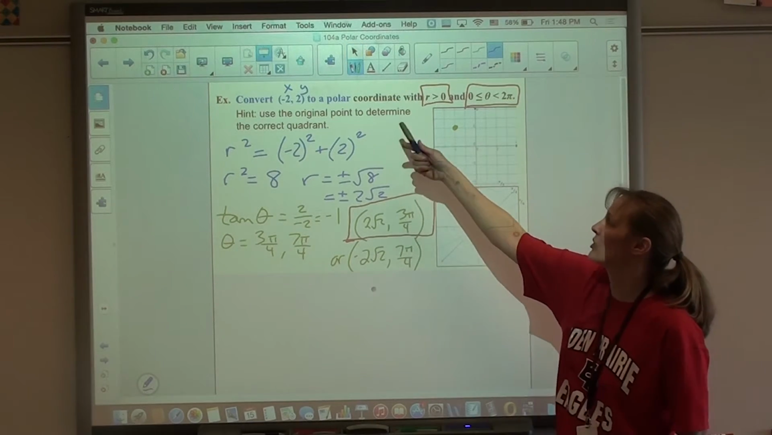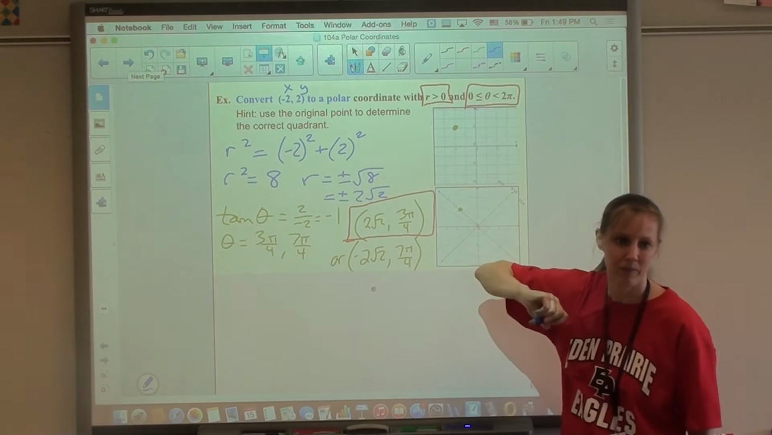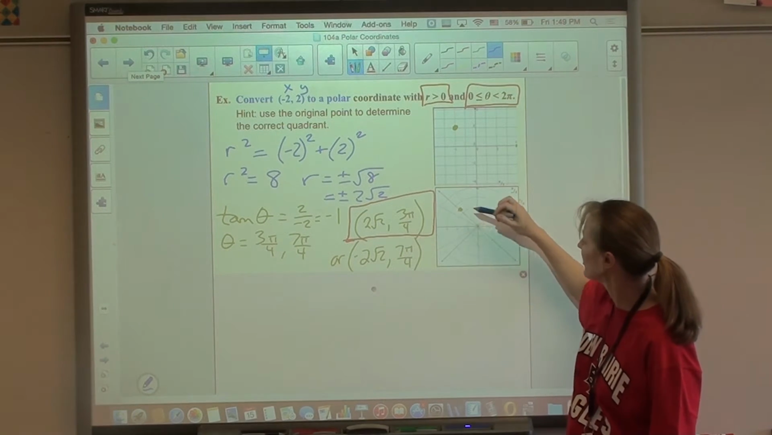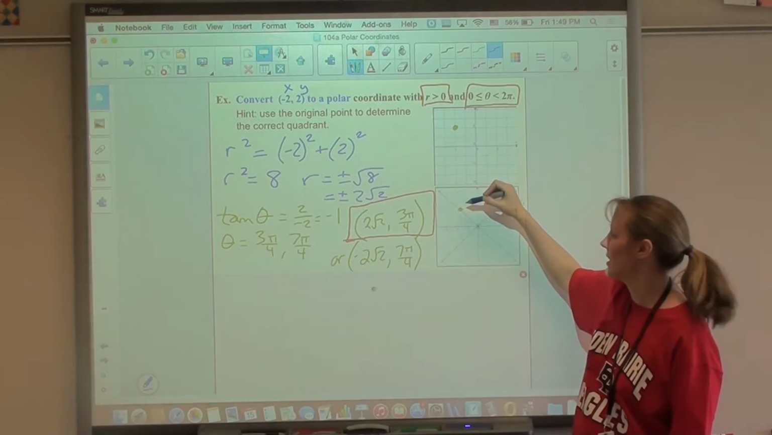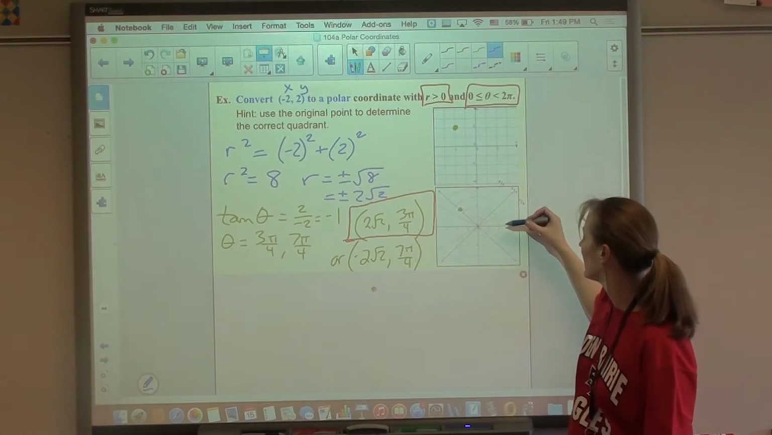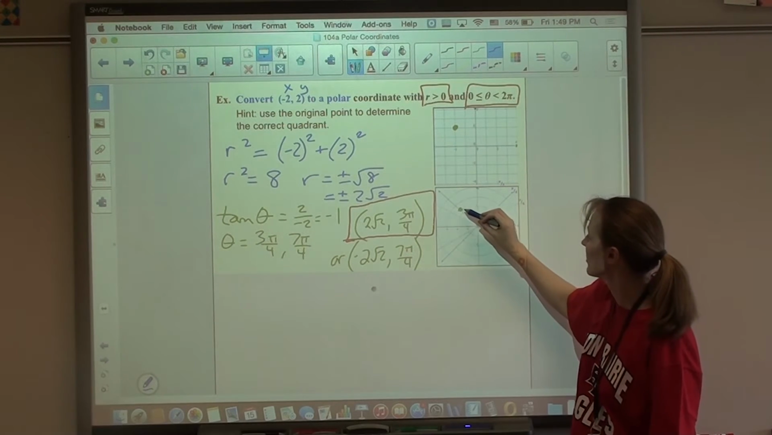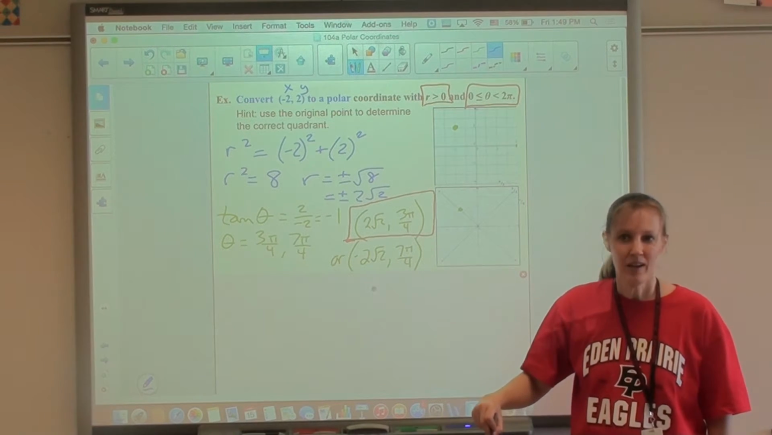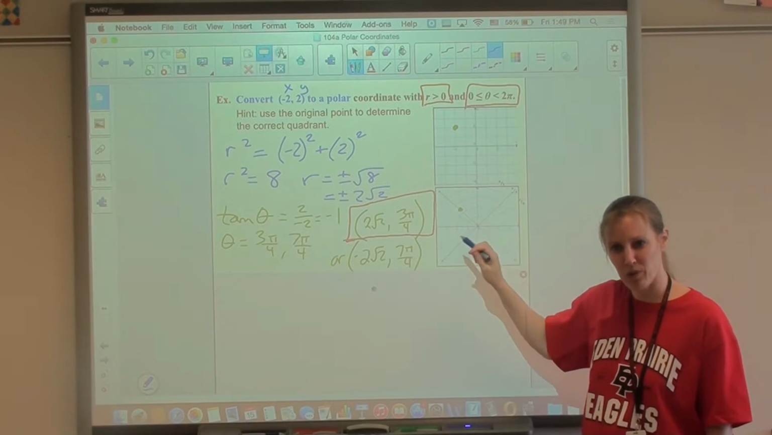So let's just take a look at this for a second. If we plot the original point, -2, 2, we land right here, right? If I plot 2 root 2, 3 pi over 4, so I go over to 3 pi over 4 and I go out a distance of 2 root 2, it's around 2.5, right? I land on that point. If I plot -2 root 2, 7 pi over 4, that means I go around to 7 pi over 4 and I go backwards 2 root 2 and I land at the same spot. So we actually have multiple representations of the same point, right?